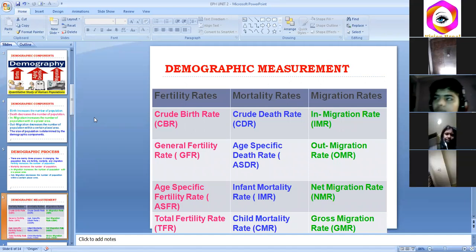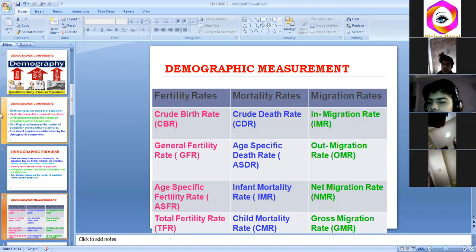First, we talked about demographic, and then population change and management. First, we described demographic components and process. Process means death, birth, and migration. Birth is called fertility, death is mortality, and then migration. Okay, and now demographic measurement.